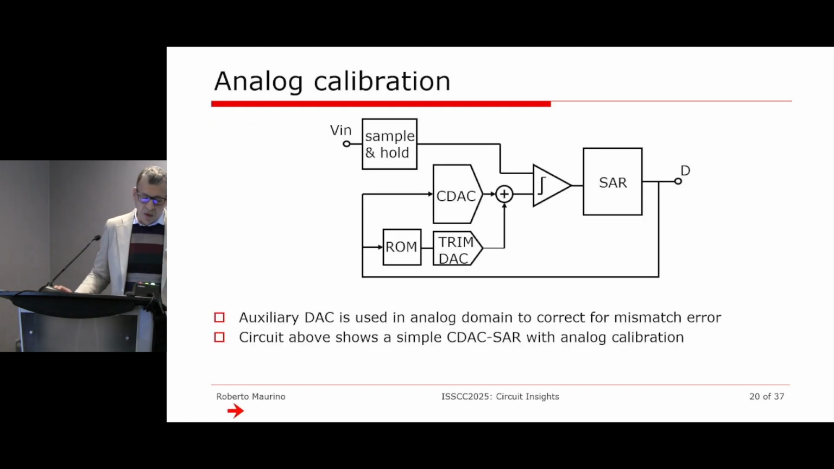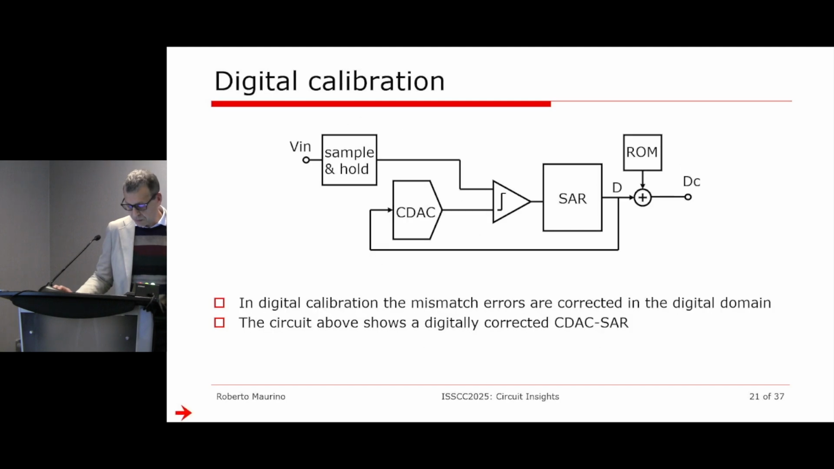So if we go back to our CDAC SAR ADC that we've seen before, this is an example of an analog calibrated CDAC SAR, where we have a trim DAC, which is in parallel with the main DAC, and we store the calibration coefficients in a ROM, and we inject them at the output of the CDAC. So that's a simple example of analog calibration. Similarly, you can do digital calibration, and in this case, you have the correction at the output in the digital domain.